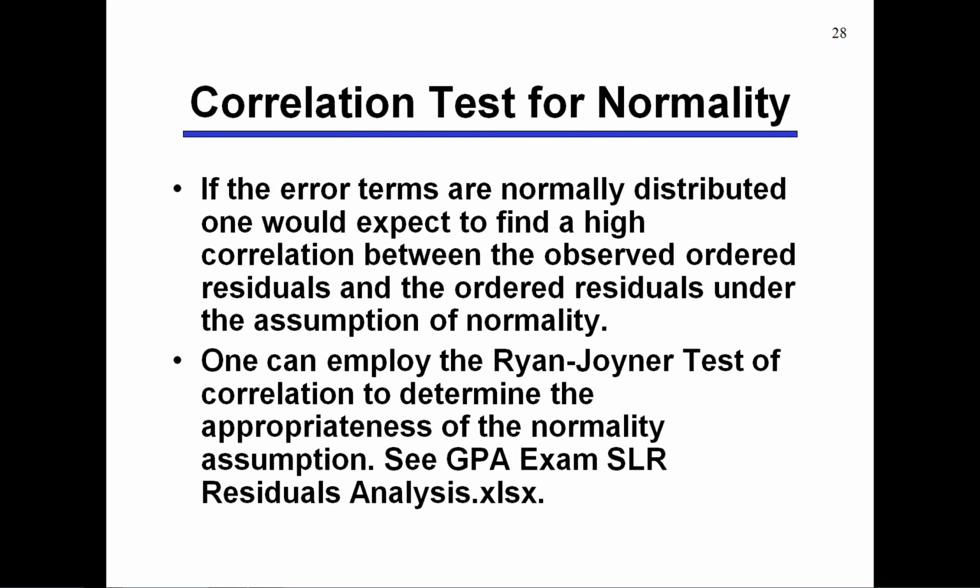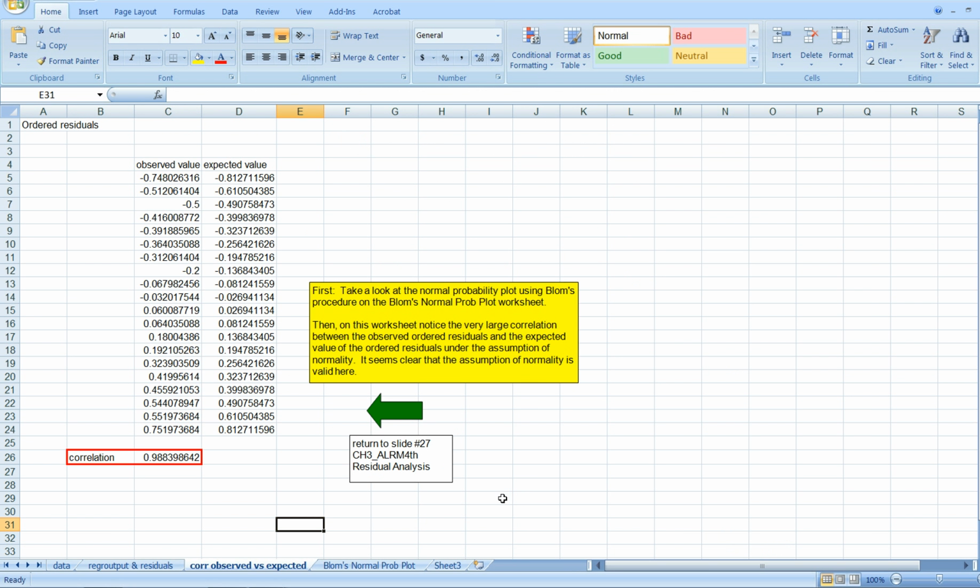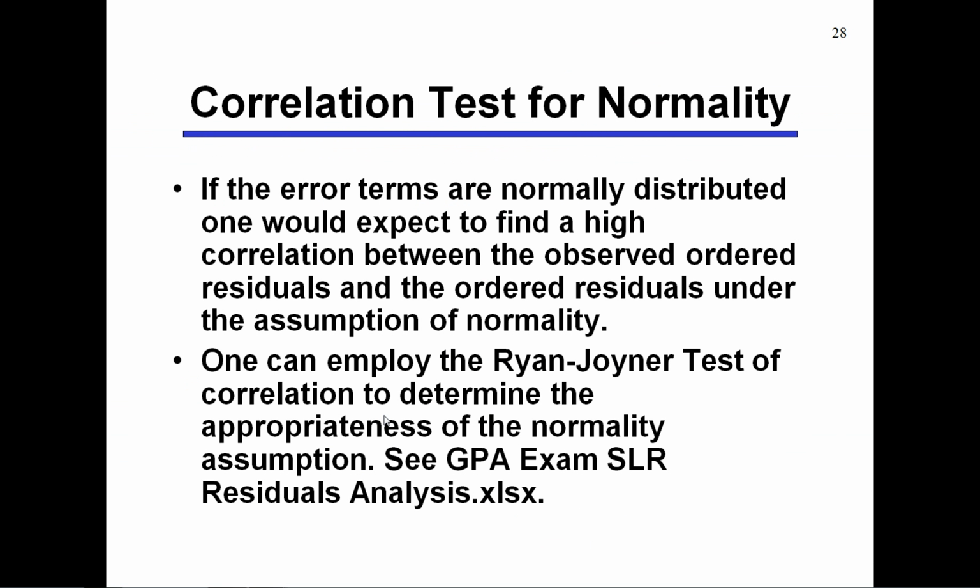I actually computed that correlation. I don't know if you saw it earlier, but here it is. Here are my expected residuals under the assumption of normality. Here are the ones that I observed and ordered, of course. Then I ran a correlation using the CORREL function in Excel, and take a look at that. It's 0.988, which is very, very high. So again, I feel pretty confident that in this particular case, our random error terms are normally distributed.